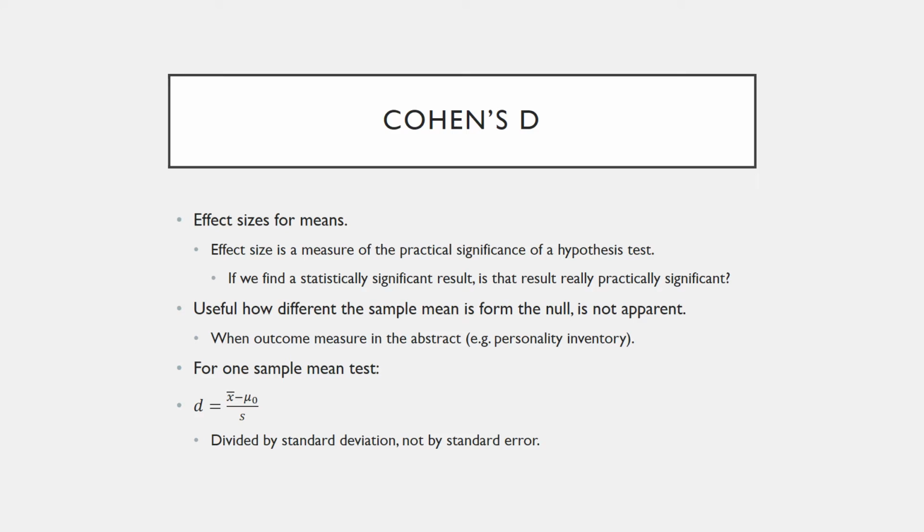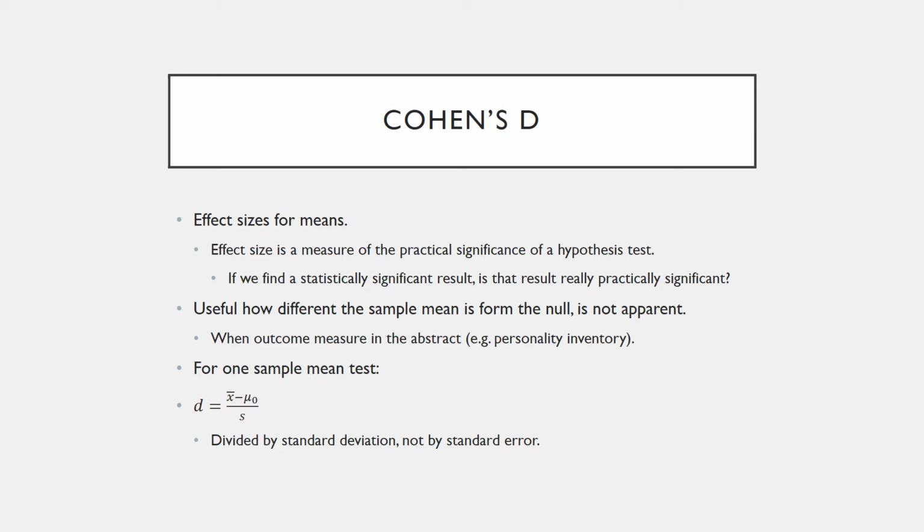I'm going to review Cohen's D for a one sample t-test first, and then we'll go on to the independent and dependent effect sizes. So Cohen's D is an effect size for means. Another type of effect size is correlations, or R's, but we're going to focus on Cohen's D here. The effect size is a measure of the practical significance of a hypothesis test.